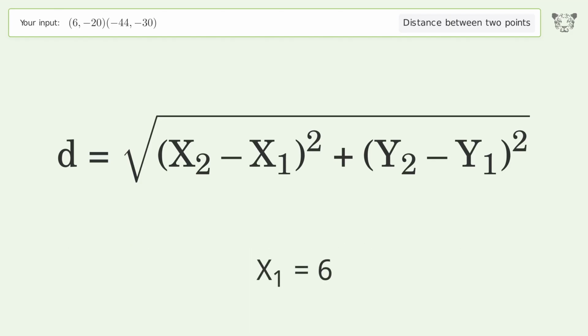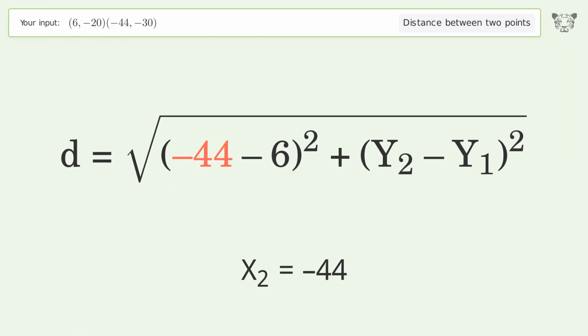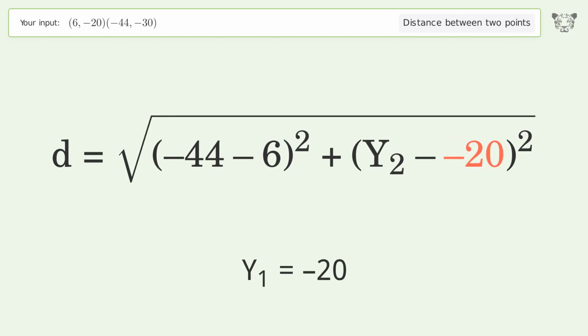x1 equals 6. x2 equals -44. y1 equals -20. y2 equals -30.